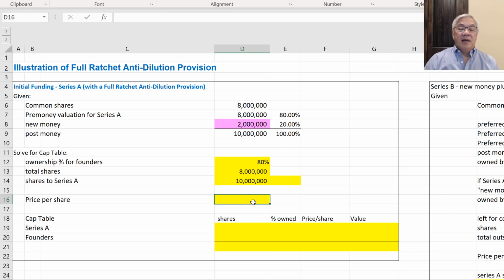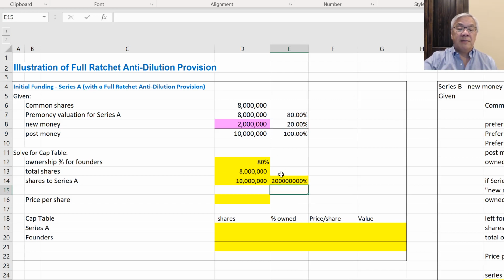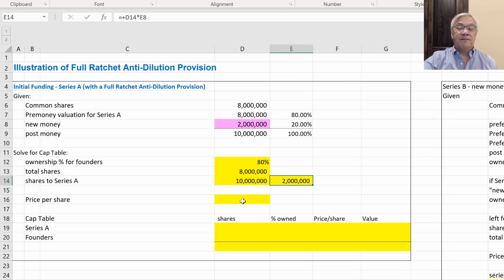The price per share is, we look at the new money. Price per share is price divided by shares. If it's 10 million shares outstanding and the new shares issued to the preferred shareholders is 20%, the preferred shareholders would get 2 million shares. So now, if they put in $2 million and you divide it by the number of shares, we have a very simple number of $1 a share.